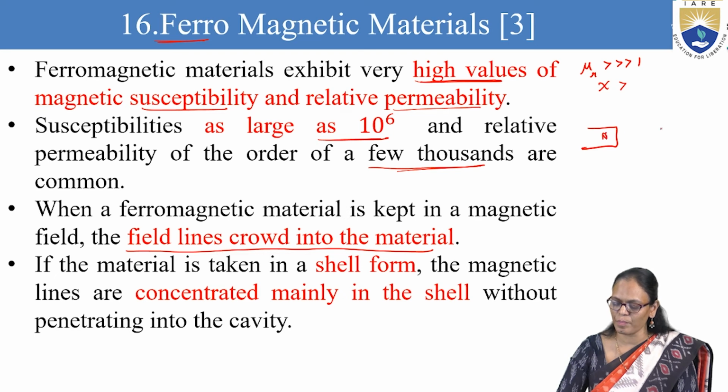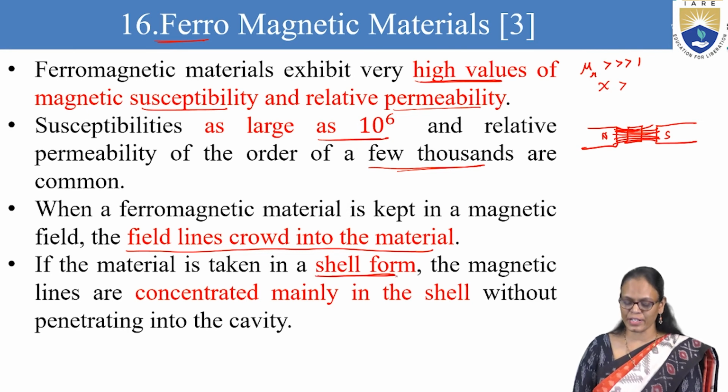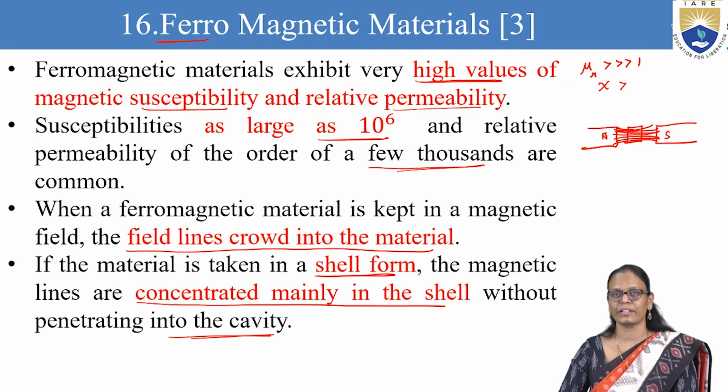So the North Pole we take and the South Pole, and if this is a ferromagnetic material, all the field lines will pass through the material. That is how they are crowded. That is what we say, field lines crowd into the material. And when we take it in the form of a shell, all the field lines will concentrate inside the shell without penetrating into the cavity. They will not go into the cavity, but they are inside the shell only.